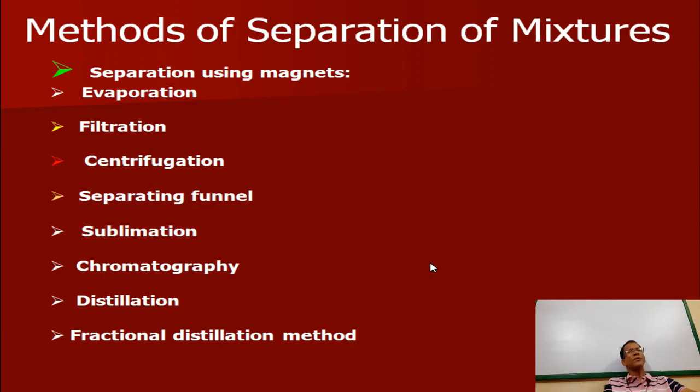These are separation using magnets, that is magnetic separation, evaporation, filtration, centrifugation, separating funnel, sublimation, chromatography, distillation, and fractional distillation. So these are the very important methods to separate physically different components from the mixture. Let us discuss one by one.